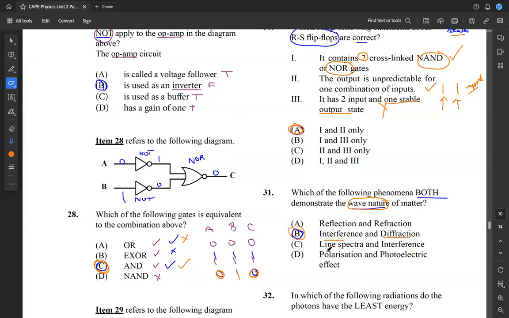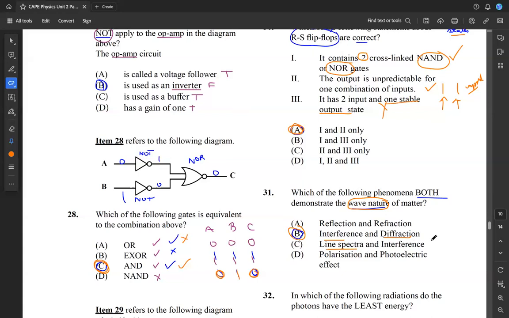Right? And of course, line spectra is more on an atomic level, right? So that wouldn't really work here. That's more a particulate kind of theory that it would support. Interference would be of wave, but they want both to be related to wave.